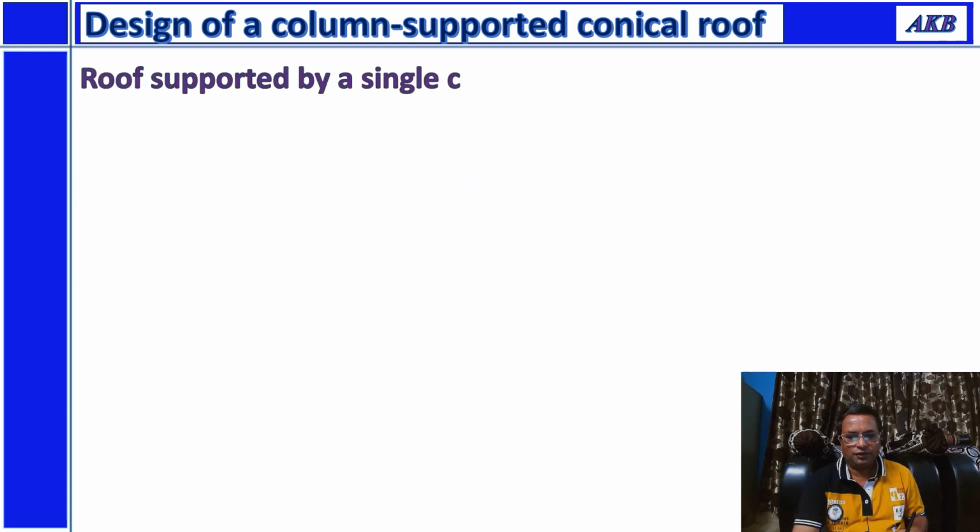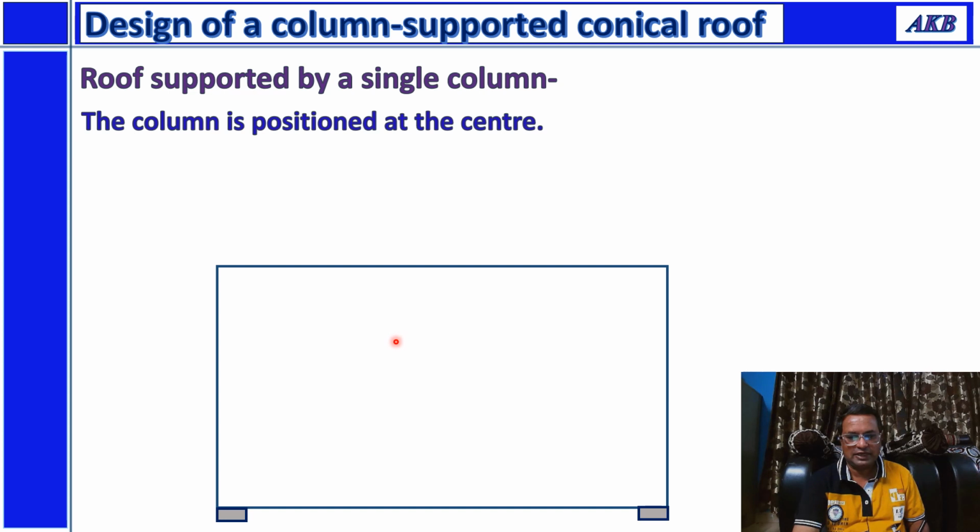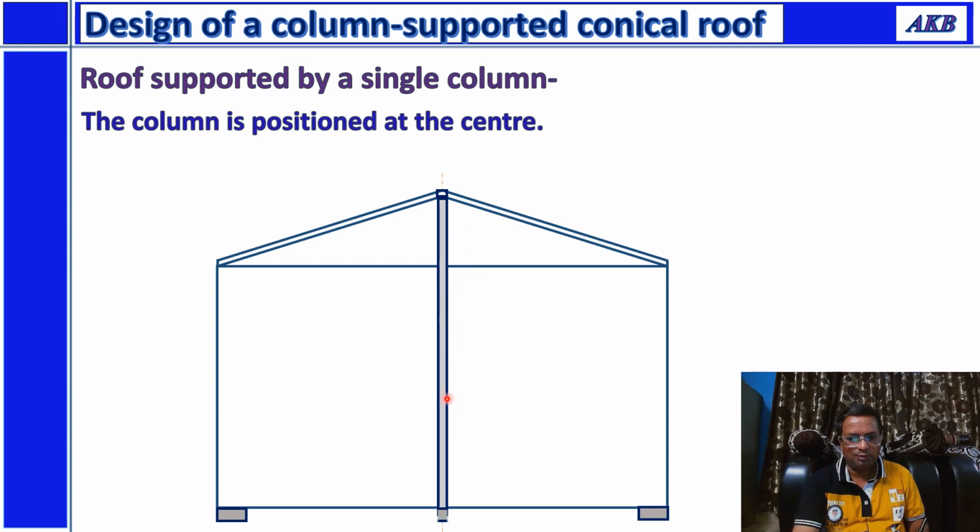So for example, let us look at a roof that is supported by a single column. As I said earlier, the column is positioned at the center. So you have this tank, the conical roof for the tank, and if it is a small diameter storage vessel, then there will be a single column, and this column will be positioned at the center. So now you are looking at a small diameter storage tank which has a conical roof that is supported by a single column, and the single column is positioned at the center.